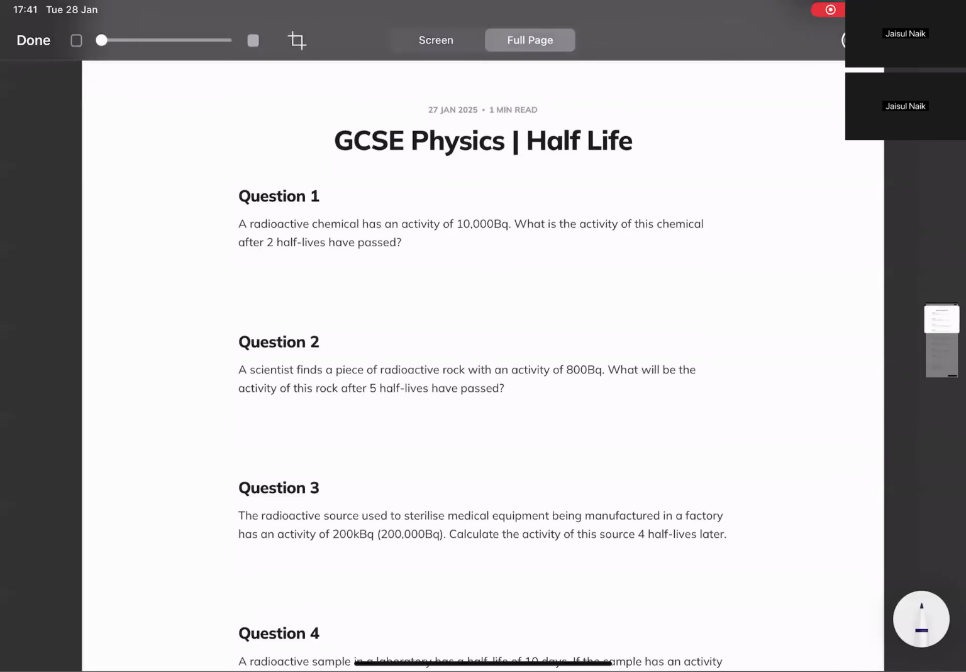As we know, half-life is the time taken for the activity of a radioactive isotope to halve.